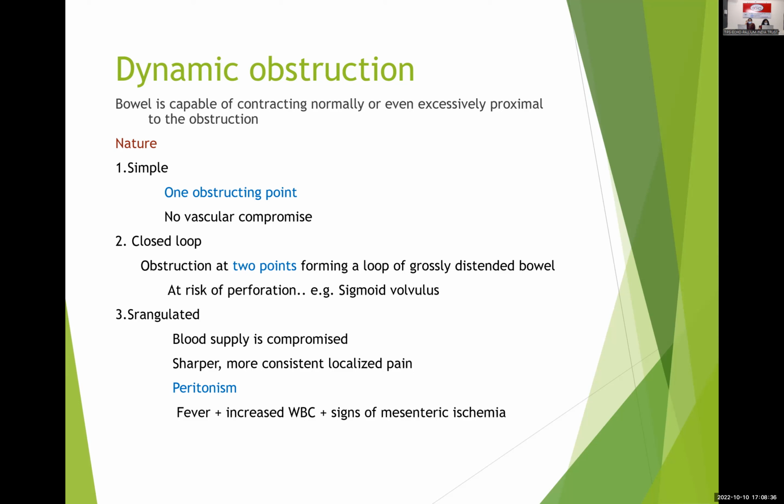All right. In strangulated one, the blood supply is compromised and there is sharp, more consistent, localized pain here. There is peritonism and fever, increased WBC count can be seen. Signs of mesenteric ischemia is also present in this condition.